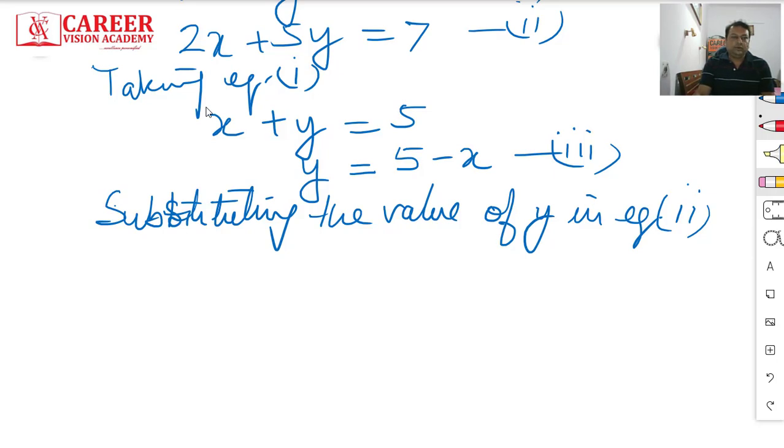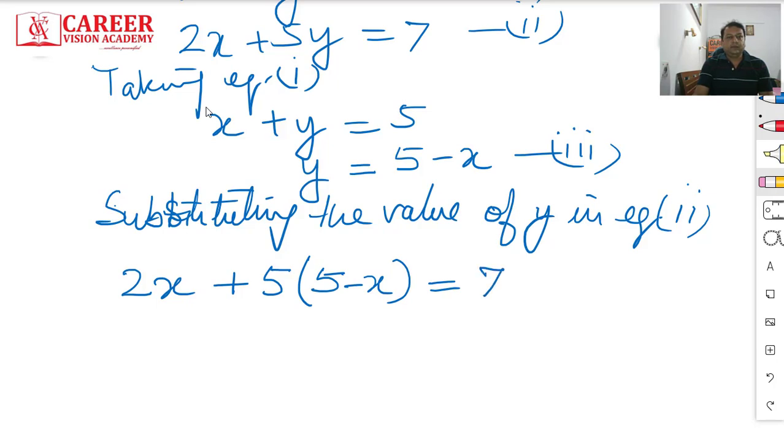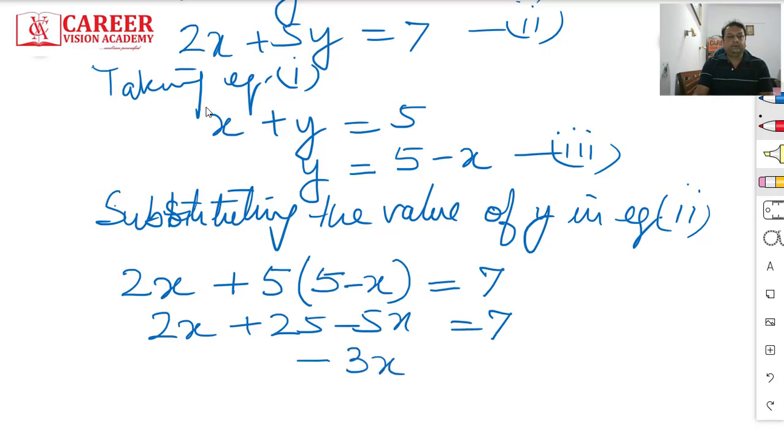So in the second equation, 2x plus 5y, that means 5 into y. Now in place of y I will write 5 minus x is equal to 7. Now you can see here, if I open this bracket, 25 minus 5x is equal to 7. You can see that I have got a linear equation in one variable now. 3x is equal to 7 minus 25. So minus 3x is equal to minus 18.